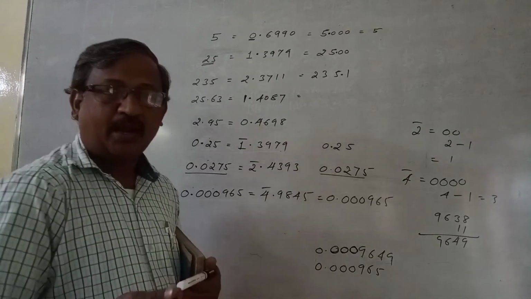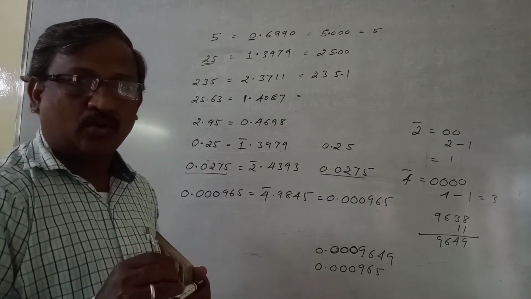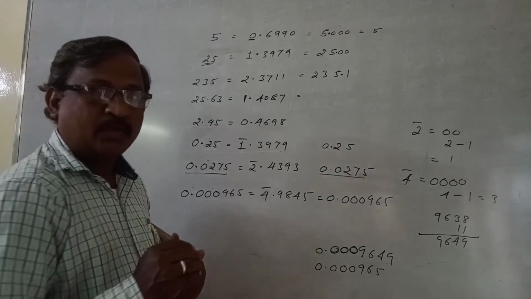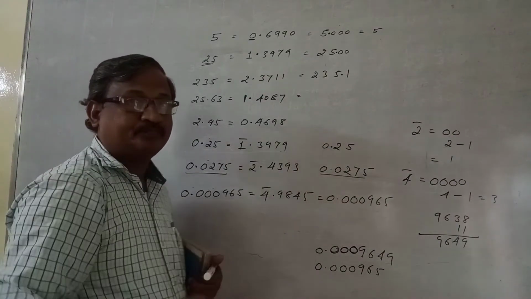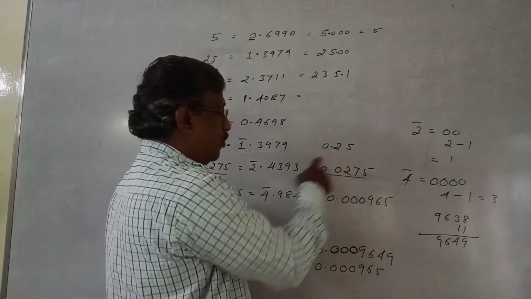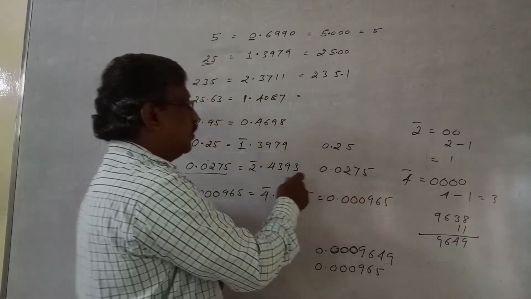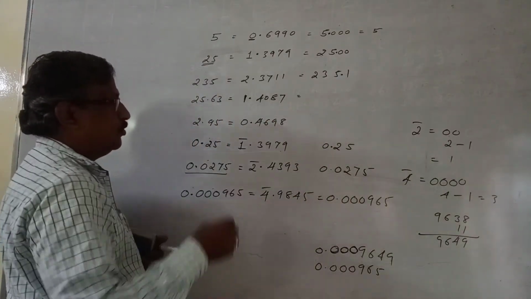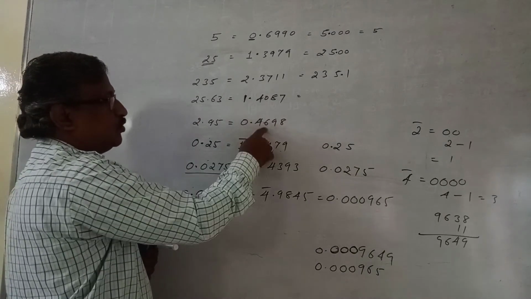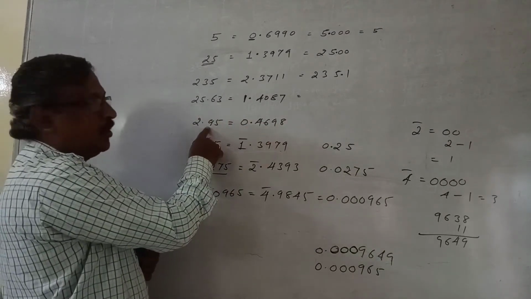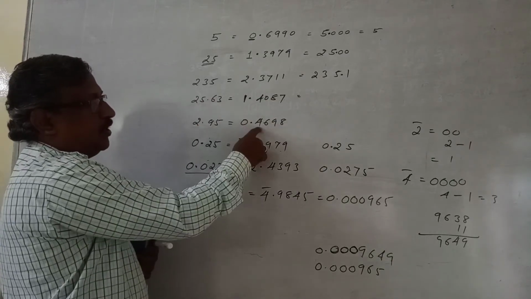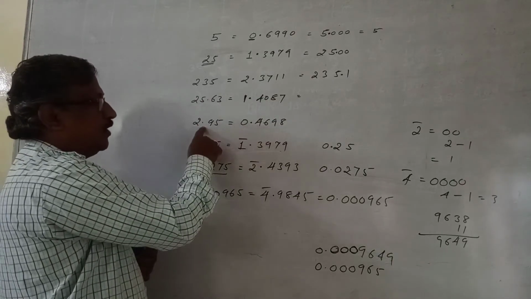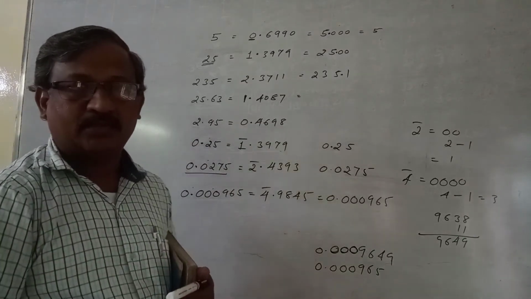So this is how you have to see the anti-log from the given logs. Clear? So I hope it is clear how to find out the anti-log from the given logs. These two we can try at home, how to find out the anti-log of these logs. You have to get the same value. If you see the anti-log of this, we have to get 25.63. If you see the anti-log of this, we have to get 2.95.